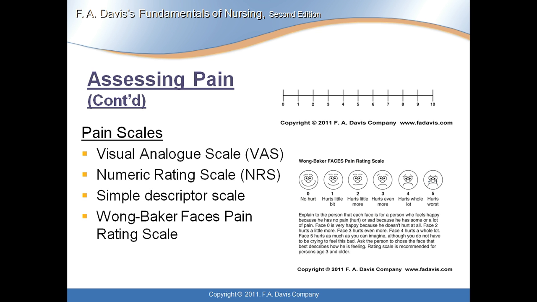There's also a simple descriptor scale, which is basically asking them whether or not their pain is mild, moderate, or severe, which I don't find to be very effective. But we also have the Wong-Baker Faces pain rating scale, which is basically the second picture. So 0 is no hurt, and 5 is it hurts the worst. We also use this one a lot of times for kids or adults that either don't speak English very well or have communication problems.